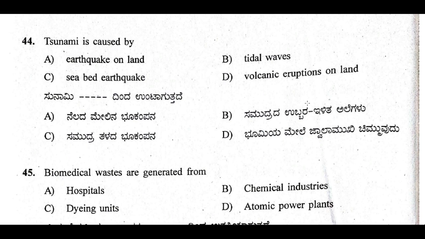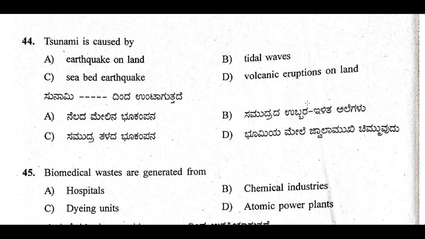Tsunami is caused by. We have to find the reason why the tsunami happens. Option A, earthquake on land. Option B, tidal waves. Option C, seabed earthquake. Or is it D, volcanic eruptions on land?